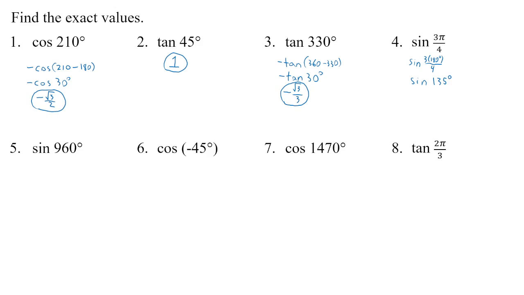So now 135 is between 90 and 180, meaning that the terminal side is in the second quadrant, meaning that sine is positive. And to get the reference angle, we subtract 135 from 180. That'll be the sine of 45 degrees. And the sine of 45 degrees is the square root of 2 over 2.